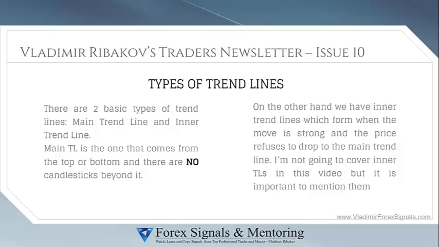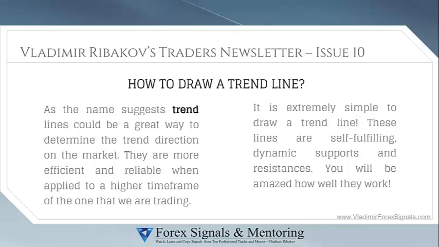So there are two basic types of trend lines, the main trend line and the inner trend line. The main trend line is the one that comes from the top or bottom and there are no candlesticks beyond it. On the other hand, we have inner trend lines, which come from when the move is strong and the price refuses to drop to the main trend line. I'm not going to cover inner trend lines in this video, but it's important to mention them as well.